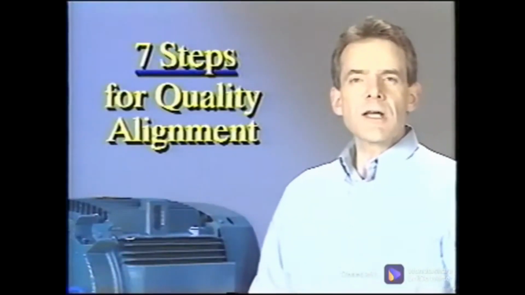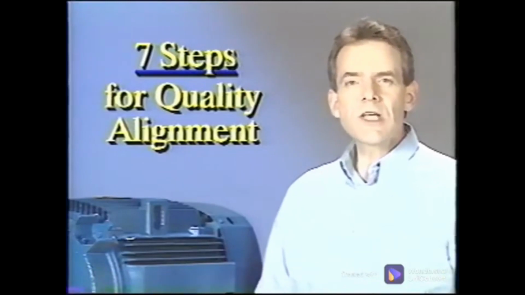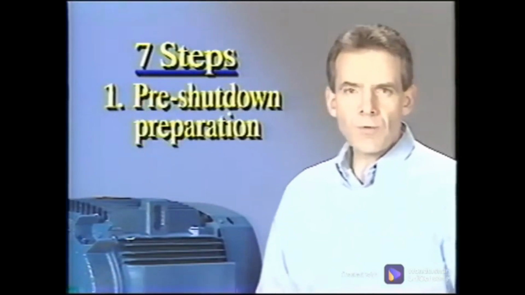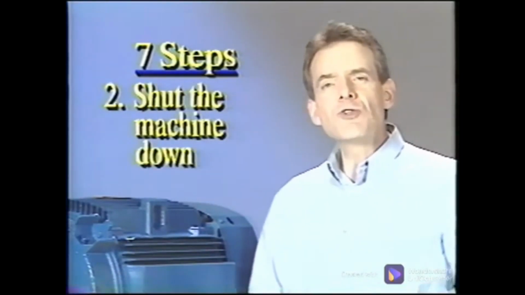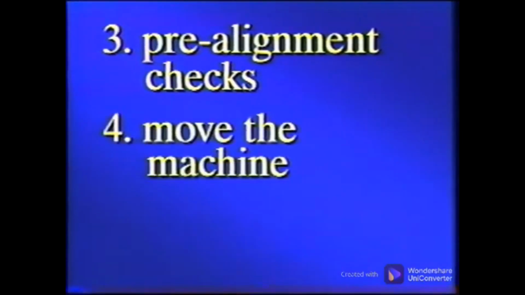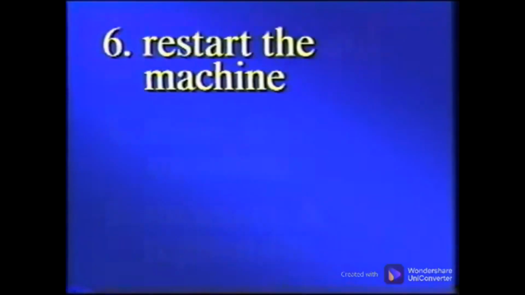The alignment process involves 7 steps that must be performed to ensure personnel safety and successful alignment. First is the pre-shutdown preparation that facilitates a faster, thorough job. Then shut the machine down. And the third step is a series of pre-alignment checks. Then the misalignment measurements can be made. Next, reposition the machine and repeat the measurements. Repeat these steps until the misalignment is well within tolerances.